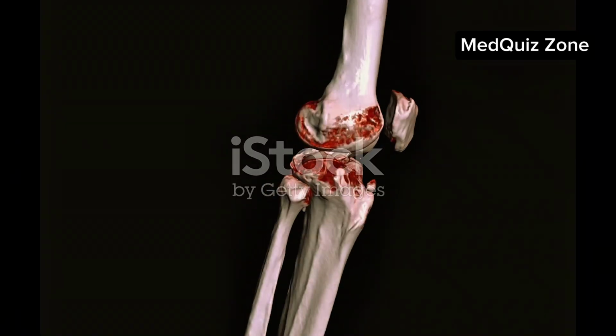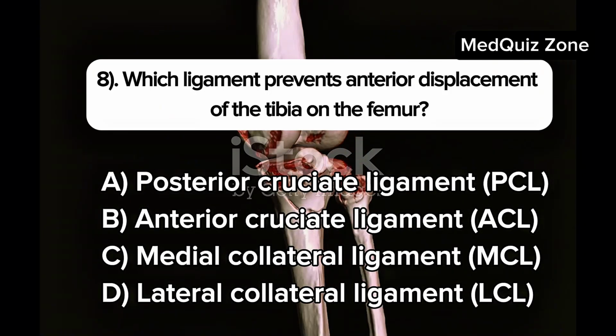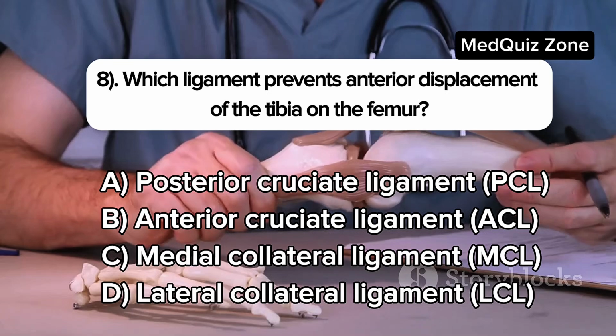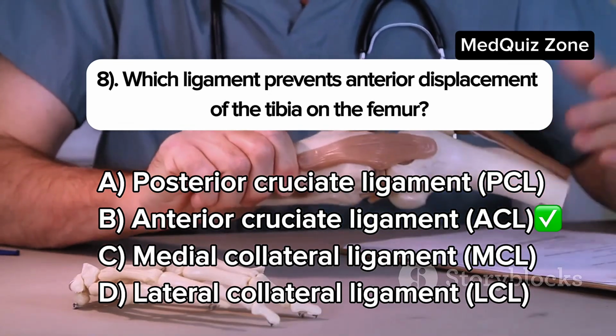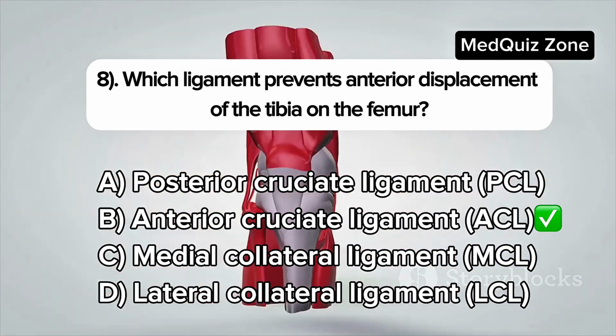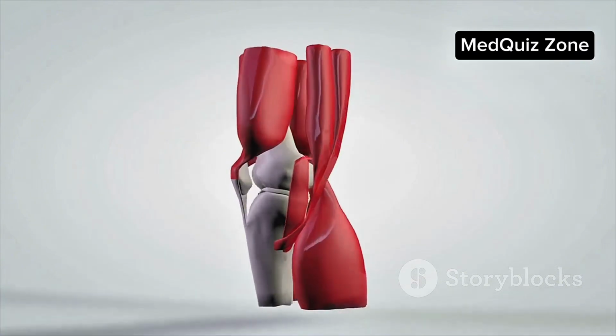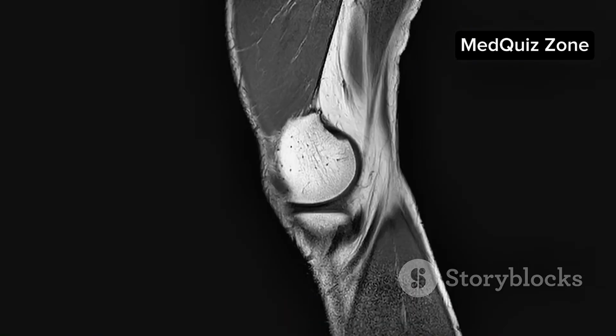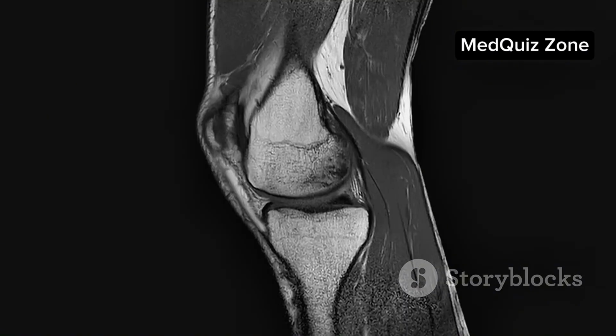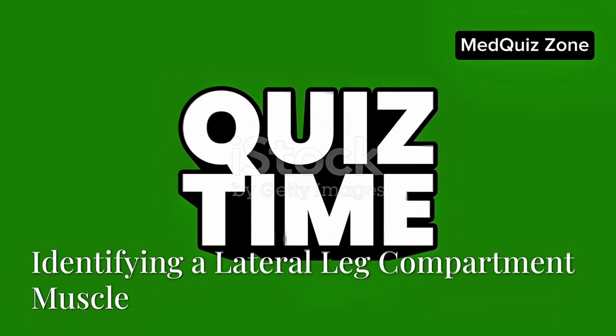Question 8. Which ligament prevents anterior displacement of the tibia on the femur? The answer is the anterior cruciate ligament, or ACL. The ACL prevents the tibia from sliding too far forward. ACL injuries are common in sports with sudden stops and changes in direction.